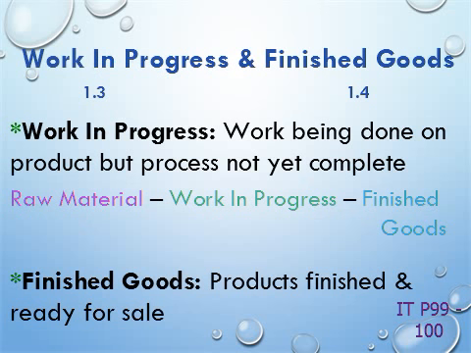Work in progress are materials that have started to be processed into the finished goods, but the production process is not yet complete. Raw materials become work in progress, which becomes finished goods. Finished goods are the products that are finished and ready for sale.